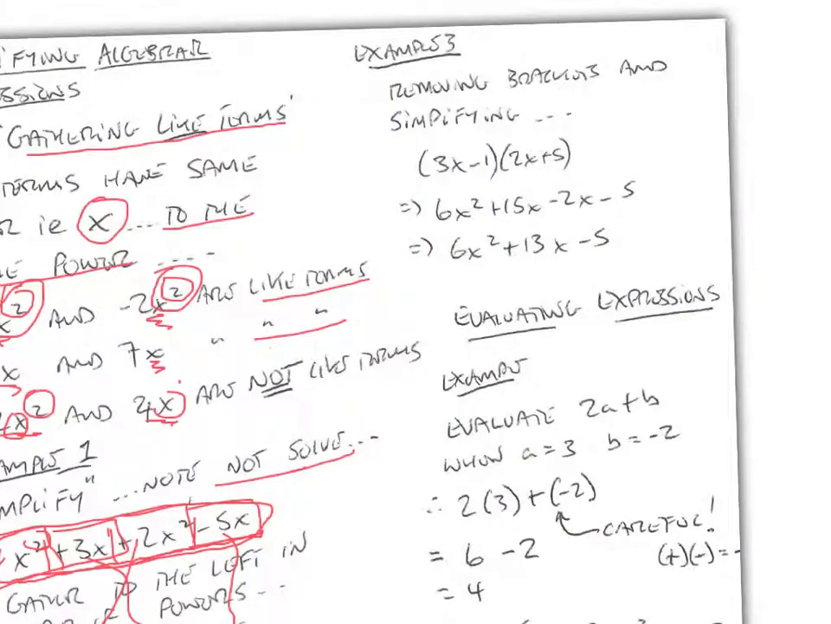So removing brackets and simplifying. So how do we do that? Let's multiply 3x minus 1 by 2x plus 5. So 3x by 2x is 6x squared. 3x by 5 is plus 15x. Minus 1 by 2x is minus 2x. And minus 1 by plus 5 is minus 5. And then we gather the terms. 6x squared plus 15x minus 2x is plus 13x minus 5.